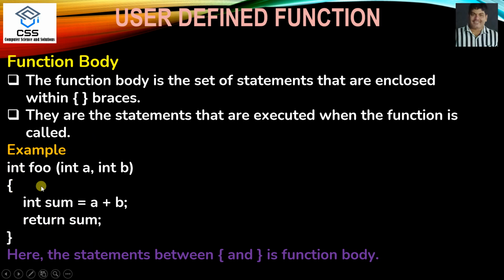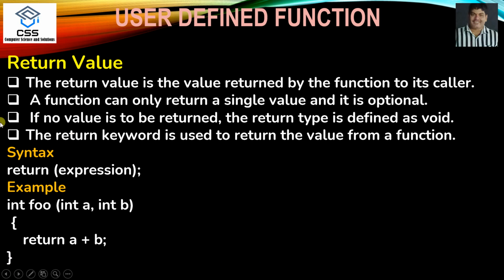If a character value is returned, the return type is character. If no value returns, the return type is void. And return is the keyword, the statement which can be used to return one value at a time from the called block to the calling block. Hence, the statement between the open curly bracket and closed curly bracket is known as your function body, which is the definition part of the function. Then the third component is return value.